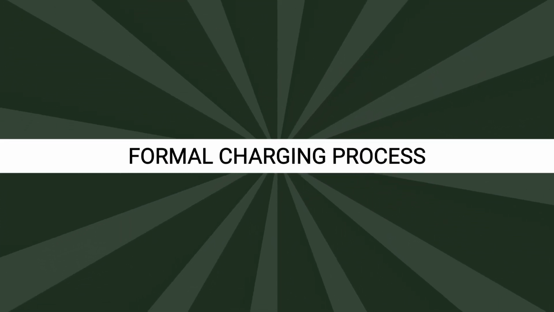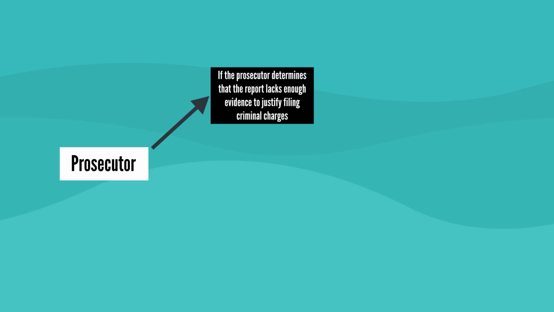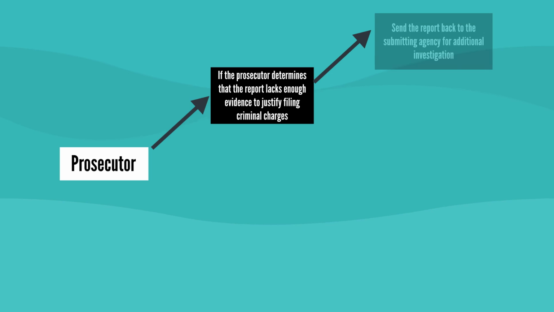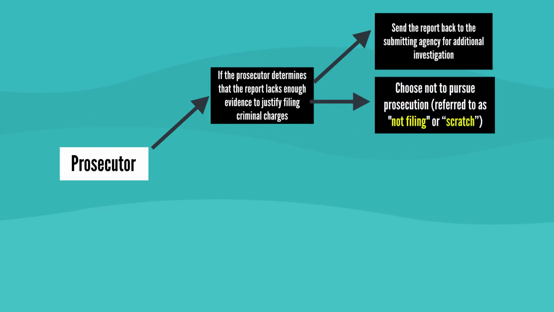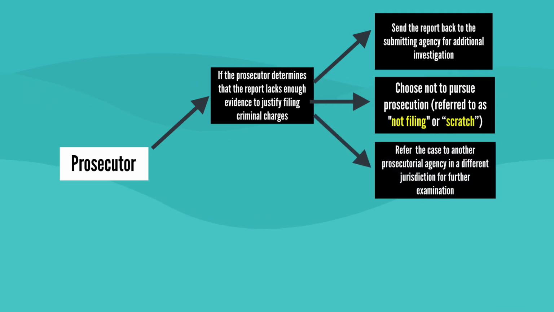Formal charging process. When a prosecutor reviews the law enforcement agency's report, there are several possible outcomes. If the prosecutor determines that the report lacks enough evidence to justify filing criminal charges, they may send the report back to the submitting agency for additional investigation, choose not to pursue prosecution, referred to as not filing or scratch, or refer the case to another prosecutorial agency in a different jurisdiction for further examination.